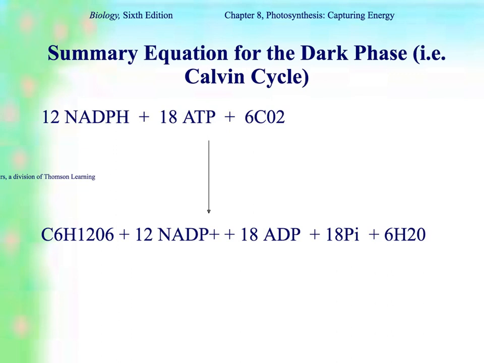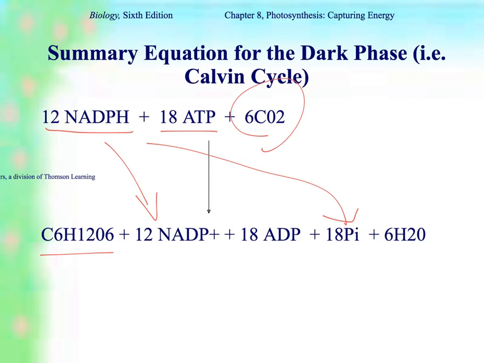Here's your summary equation for the dark reactions. We're going to use the energy that we made. We're going to use that NADPH that we just made. We're going to use our ATP that we just made. And we're going to finally use our carbon dioxide, and we're going to make glucose. We're breaking down NADPH into NADP+ and inorganic phosphates, and we're using the energy of ATP, so we're breaking that down into ADP. And of course, we're making a little bit of water.